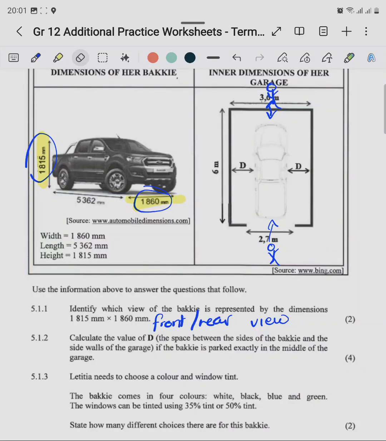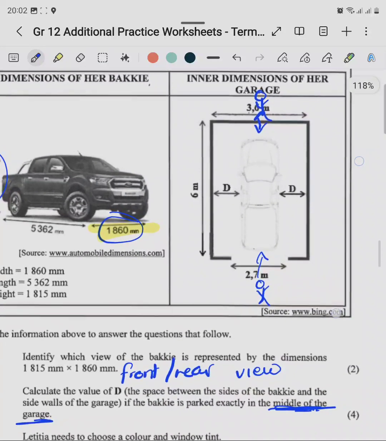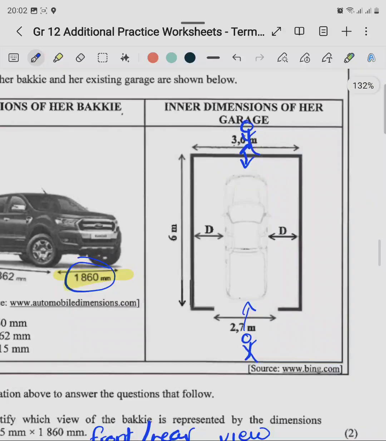If we look at 5.1.2, it tells us to calculate the value of D. D is the space between the sides of the bakkie and the side walls of the garage. And they tell us that the bakkie is parked exactly in the middle of the garage. So this telling us that it's in the middle of the garage already implies that to find D, we're going to need to halve our measurement somewhere. Okay, so let's just look at our little measurements that we have over here.